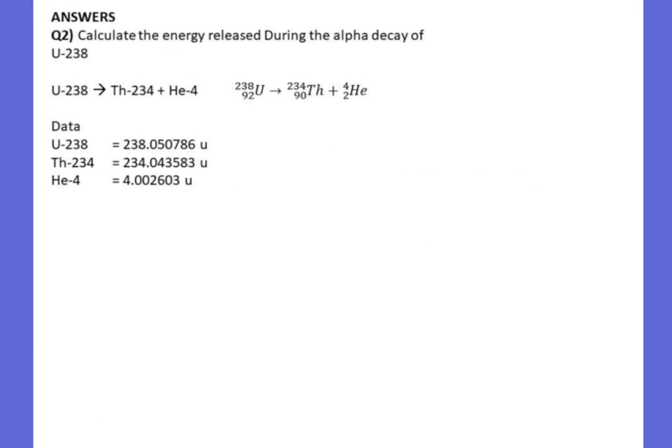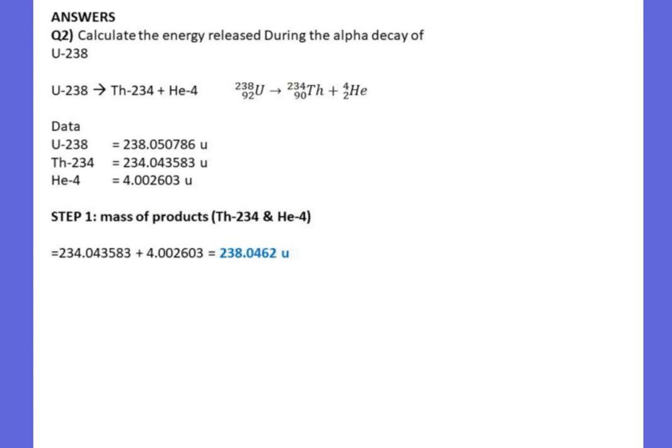On to question 2. Calculate the energy released during that reaction. Let's go through this nice and quick. First of all, what's the mass of the products? In this case, the products being the things we're making, thorium-234 and helium-4. We've been given the data, so it's easy to calculate their mass. The mass of the products is that number there, 238.0462.